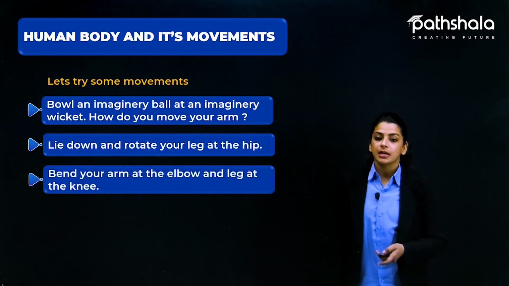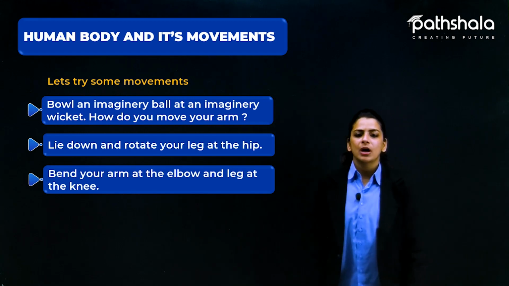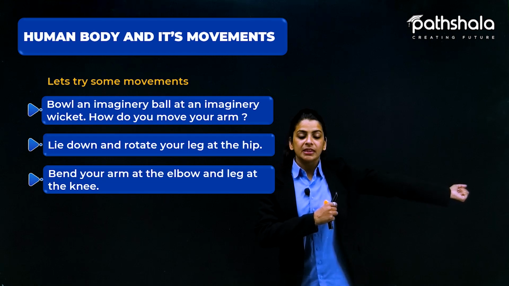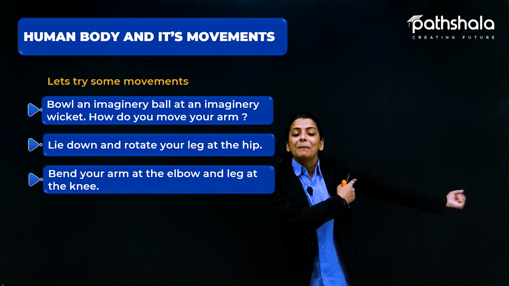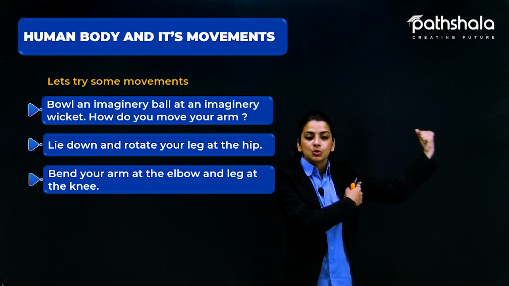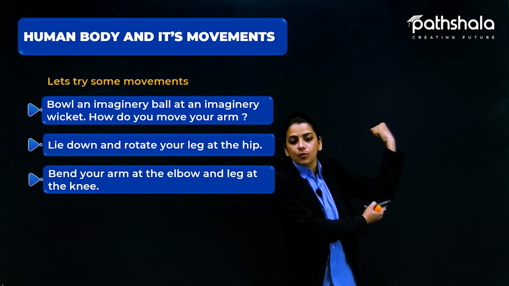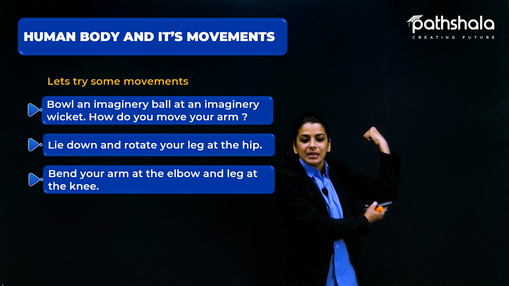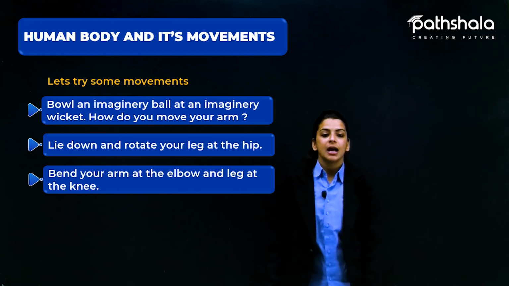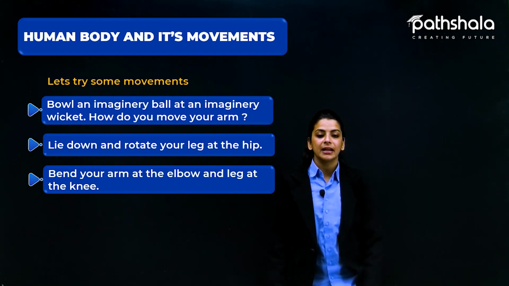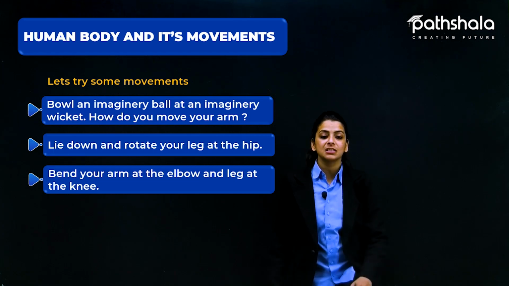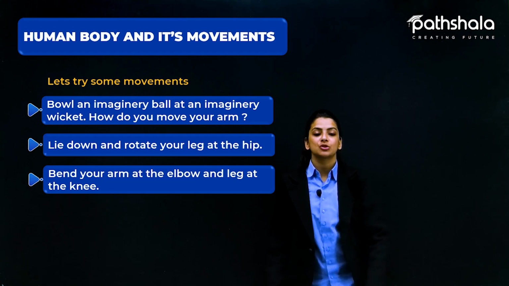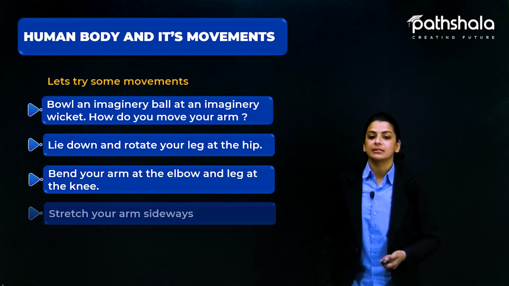Now next is bend your arm at the elbow and leg at the knee. So this is my arm straight. Now I'm trying to bend my arm like this, from my elbow, like this. I'm trying to bend my arm. Same in the case of leg. I'm trying to raise my leg or bend my leg from the knee area. I'm trying to bend it. So you can also try this.